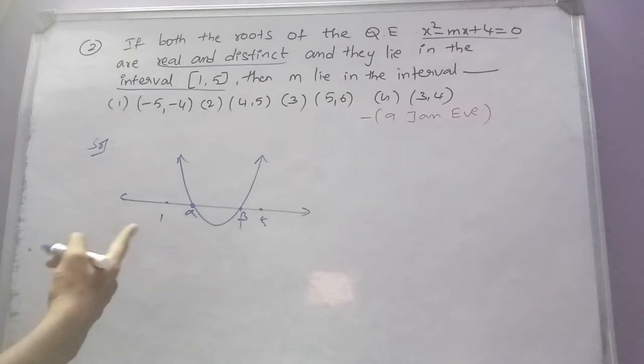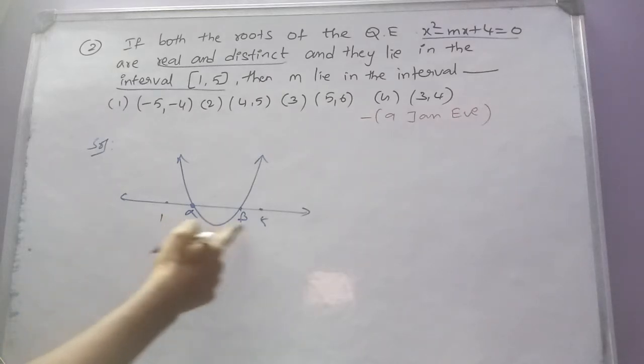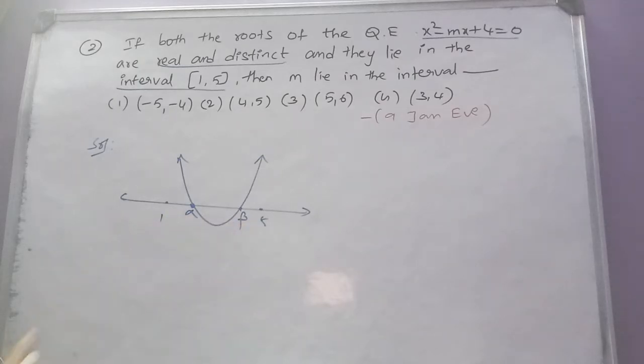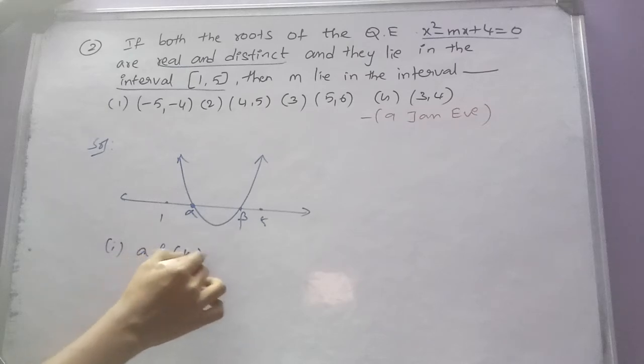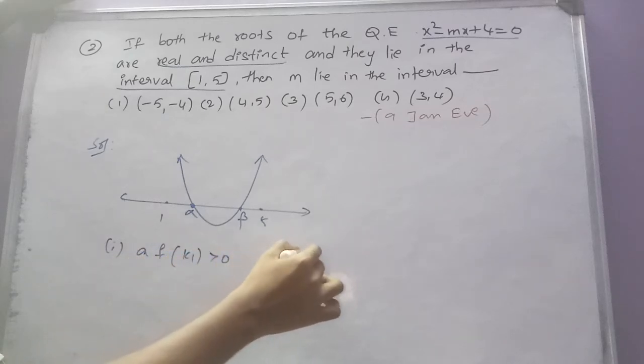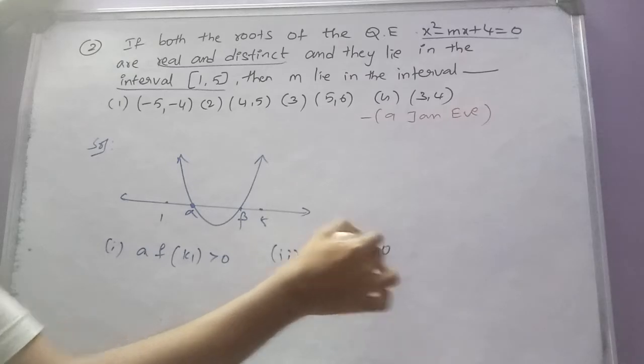So we are supposed to use the concept where the two roots come between 1 and 4. That means k1 and k2. If you use that concept, you'll get the answer. What is it? The first condition is that a into f of k1 is greater than 0. The second condition is that a into f of k2 is greater than 0.